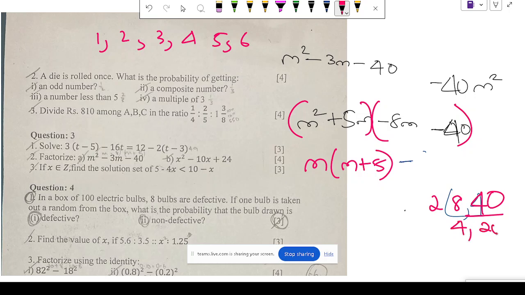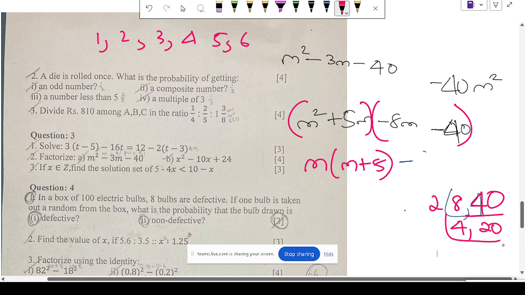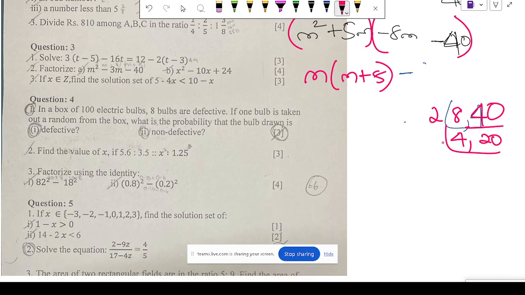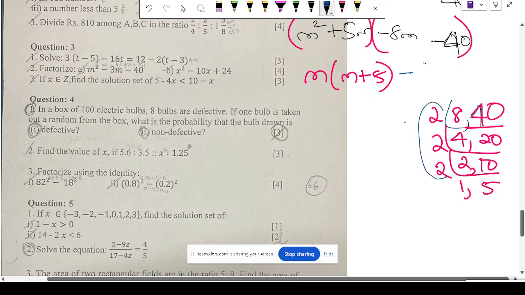2 4s are 8, right? Next, what is common? So 2 is common, sir. Again, 2 is common. Next, what is common here? So here also 2 is common, sir. 2 is common, 1 and 5. So you can't take 5. That becomes the LCM method, right? So what is the HCF here? What's the HCF? 8, sir.